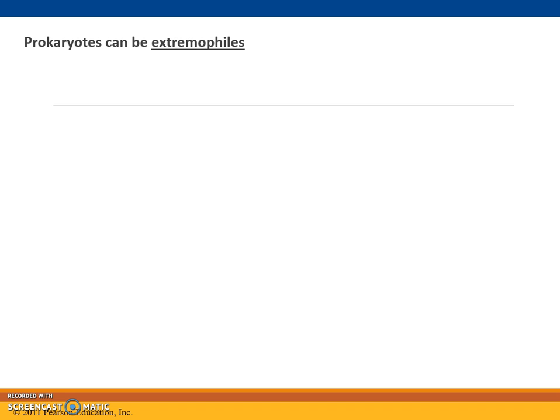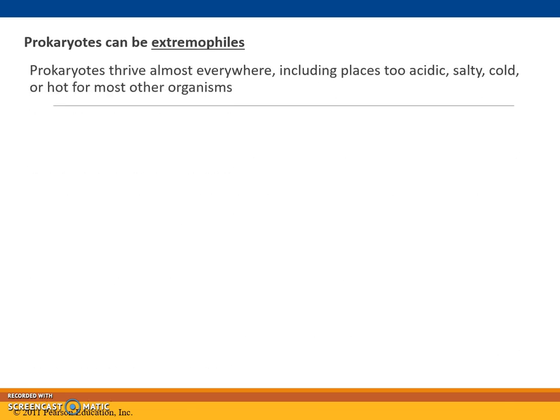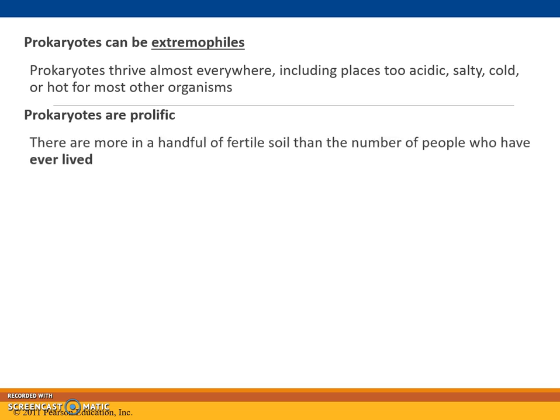First of all, I'm going to start off with extremophiles. That means these bacteria are found in harsh conditions. They are found in places that are too acidic, salty, cold, or extremely hot. They are very prolific. That means they're found everywhere. A handful of soil can contain more bacteria than the number of people that have ever lived on this planet.